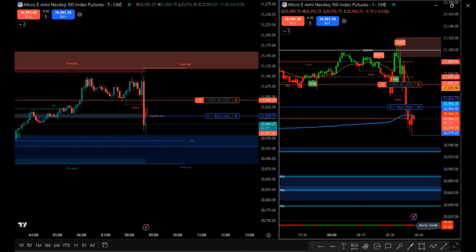Did have a rejection on the 5 minute on that support. However, on the 1 minute time frame on the right hand side, I can see that we are still currently below the 200.